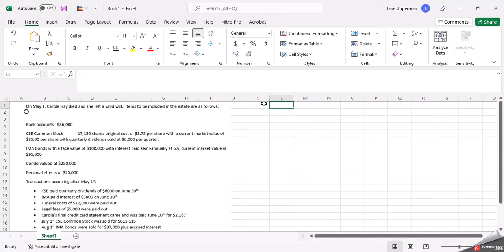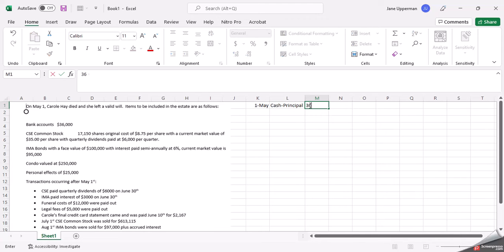So then the very first transaction that we do on the date of her death is set up the estate. So how we do that is we record each account. And the thing that we change with her bank accounts, the 36,000, that's going to go into what we call principal cash or cash principal. Okay. Then we're going to have her stock.